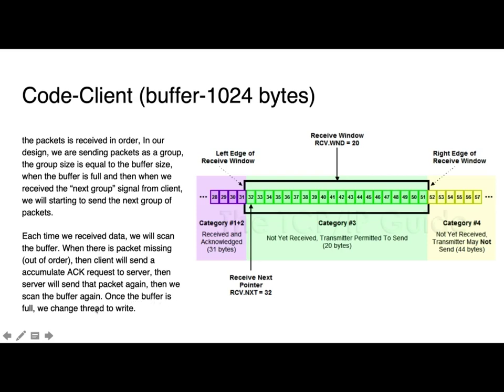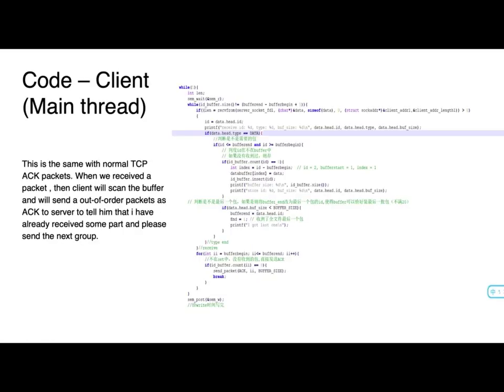Once the buffer is full, we can change the thread to write. Just for your information, the buffer size that we use here is 1024 bytes. And this figure shows how the buffer looks. The next part of the client code is the main thread. This is the same as normal TCP ACK packets. When we receive a packet, the client will scan the buffer and send out of order packets as ACK to the server to tell it that I have already received some part and please send me the next group.